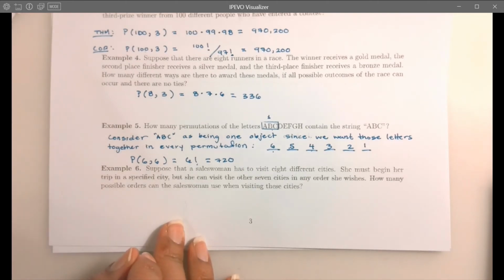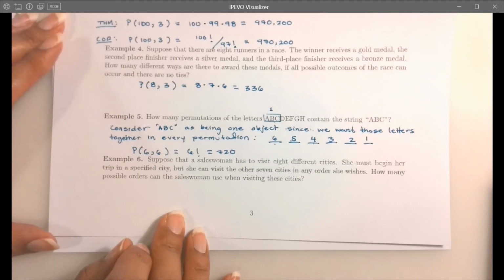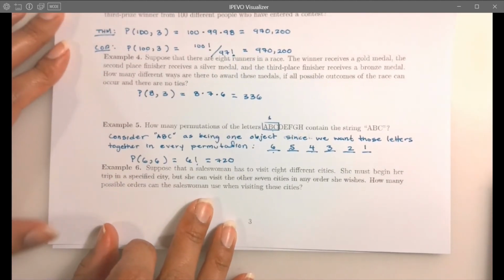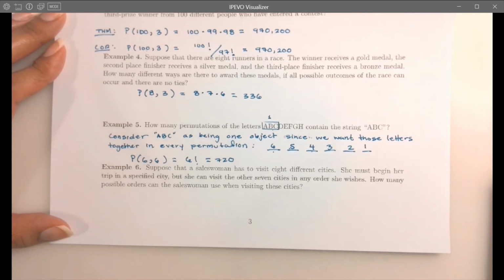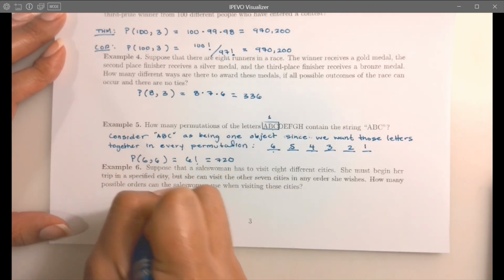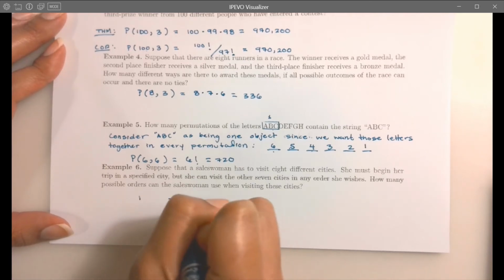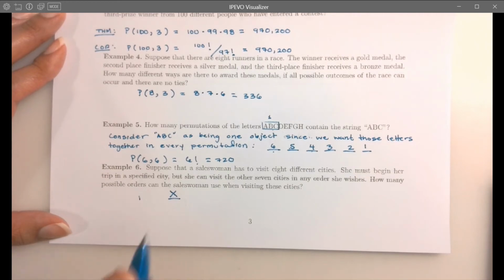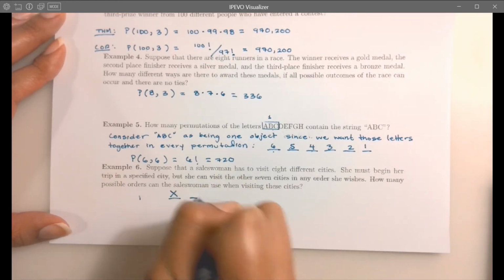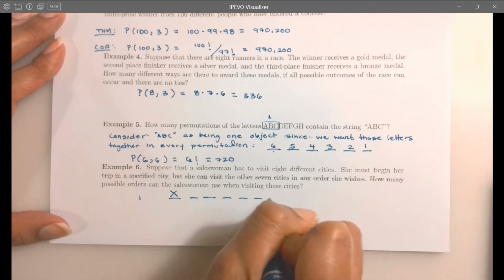And example 6, suppose that a saleswoman has to visit 8 different cities and she has to begin her trip at a specified city, but she can visit all the other 7 cities in any order that she wishes. How many possible orders can the saleswoman use when visiting these cities? Okay, so in this case, we have 8 cities, but for the first one there's basically no option. She has to start at a specific one. For the remaining 7, she can do whatever she wants.